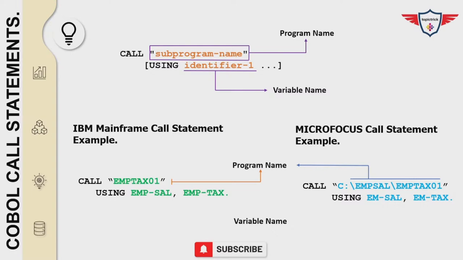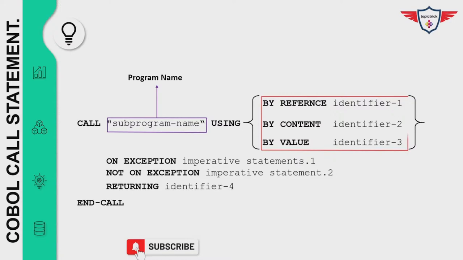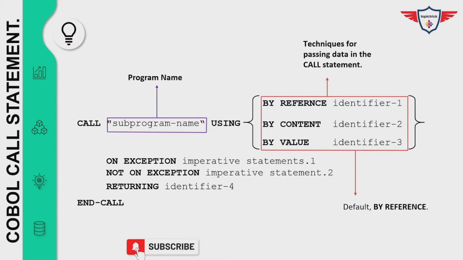Now, let's go through the complex variant of the COBOL call statement. In this variant, you have more control over the data which is passed to the COBOL subprogram. With the help of three parameters, that is call by reference, call by content, and call by value, you can control the way the subprogram is accessing or updating the data that you are passing from the main program. If you do not specify any of the three parameters, then the system will assume by reference as the default.